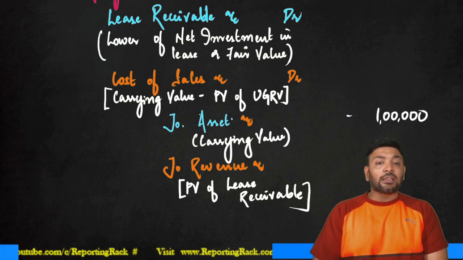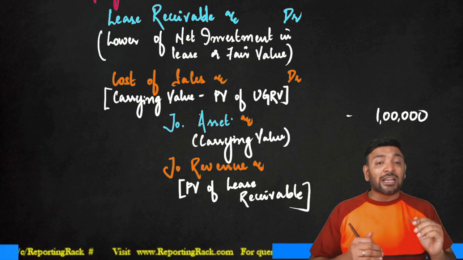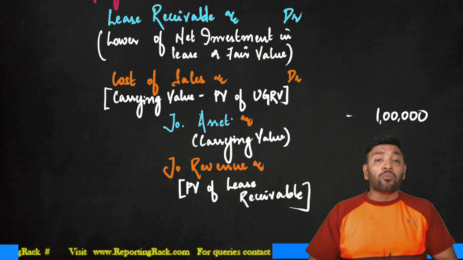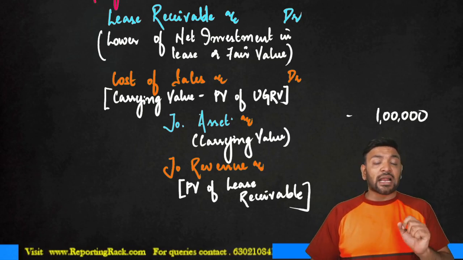Now let's try to record the entry. Now you will say, where is the profit or loss? There is a profit or loss because when you're debiting cost of sales and you're crediting revenue, automatically you're recognizing the difference of both the amounts in your profit or loss statement. So let's try to start writing the entry now.